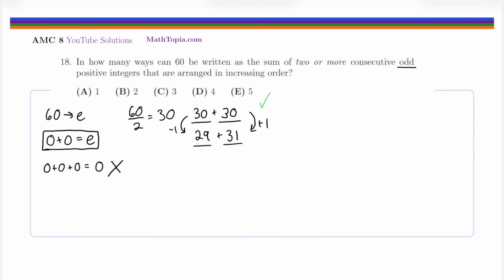Moving on, we could try to create a string of 4 odd consecutive numbers. 60 divided by 4 is 15, so we could use 15 as our base.